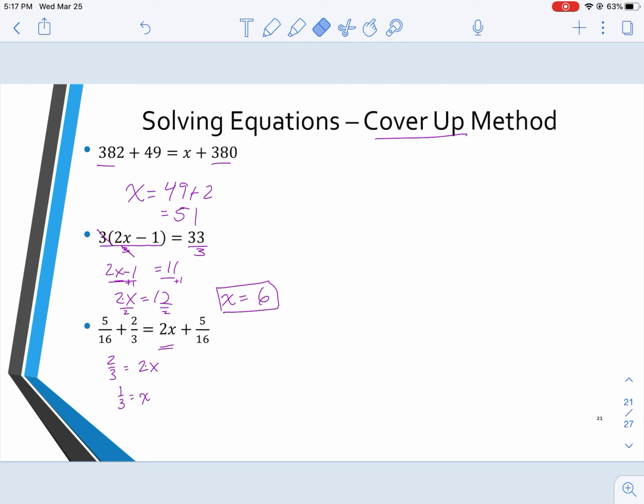Now, will this cover-up method always work? No, it doesn't work real well when there's different x's on both sides, or if the problem's not set up quite as evenly. And so there's a place for algebra, but we want to bridge that gap between what makes sense to them and the algebra methods that don't make sense to them right away. So that is the cover-up method.